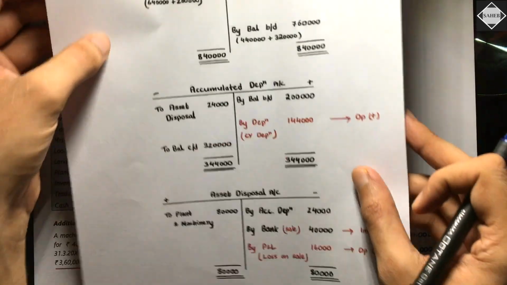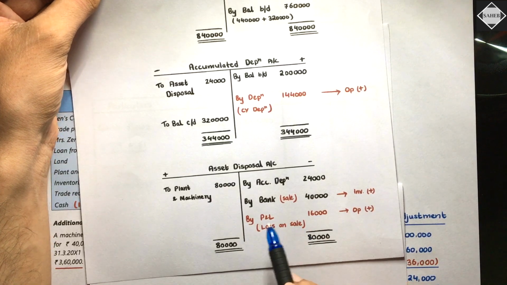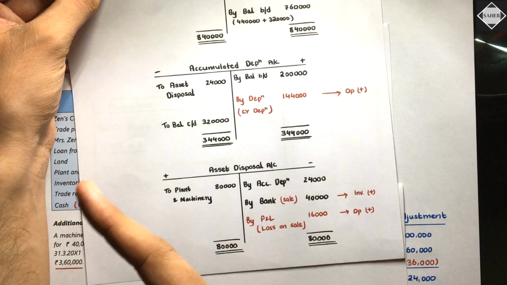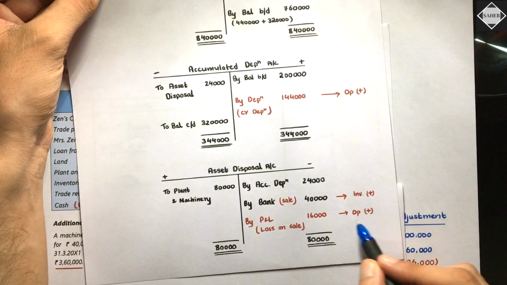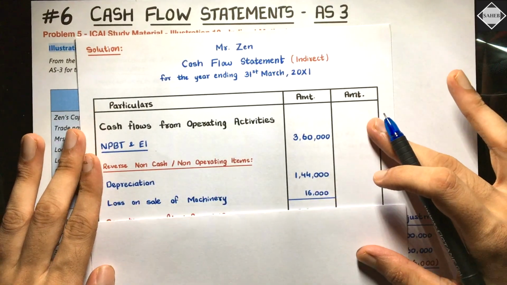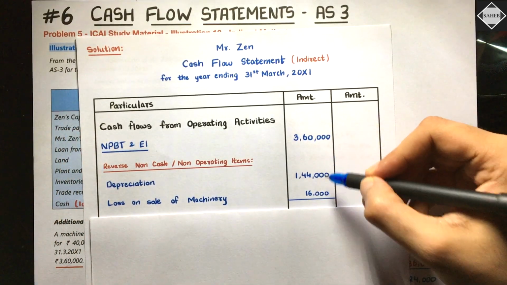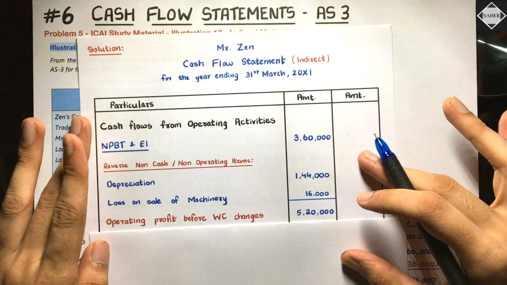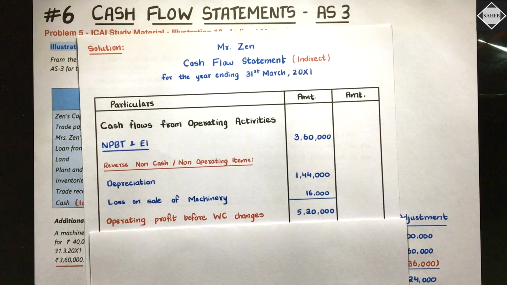Then we also have one more thing. See, in the ledger account we will come to know. In asset disposal we have loss on sale over here. Loss on sale is debited to P&L, same like depreciation only. It has been deducted, so we'll add and reverse it, right? So see, loss on sale of machinery 16,000 we have added. 3,60,000 plus 1,44,000 plus 16, that's equal to 5,20,000. This will be our operating profit before working capital changes.